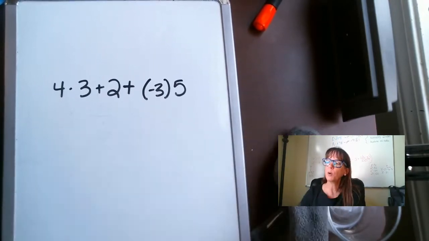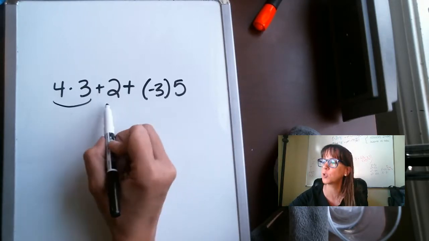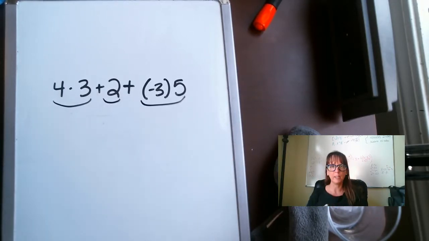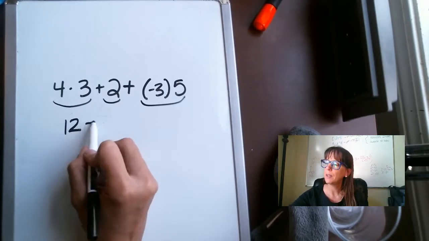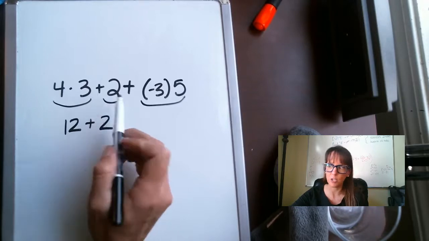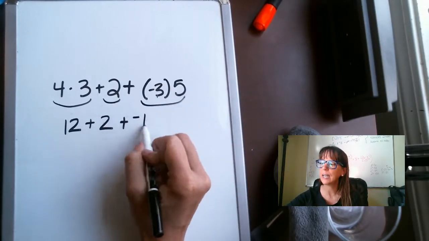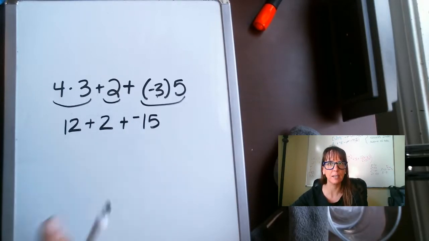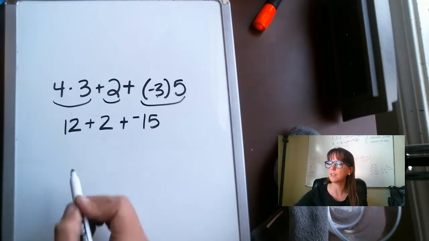All right, so going back to this problem, let's look at our chunks. We got a chunk here, because remember, I'm broken up by addition and subtraction. We got a chunk here, we got a chunk here, okay? What we want to do is simplify all of those chunks before we go adding and subtracting. This first one, 4 times 3, gives us 12, plus 2, because we can't simplify anything in that chunk, plus, what's negative 3 times 5? Negative 15. You see how I have that negative nice and boosted up so it doesn't get confused for a subtraction sign?